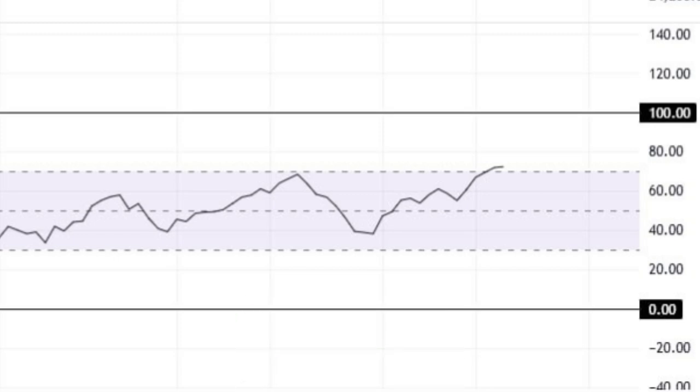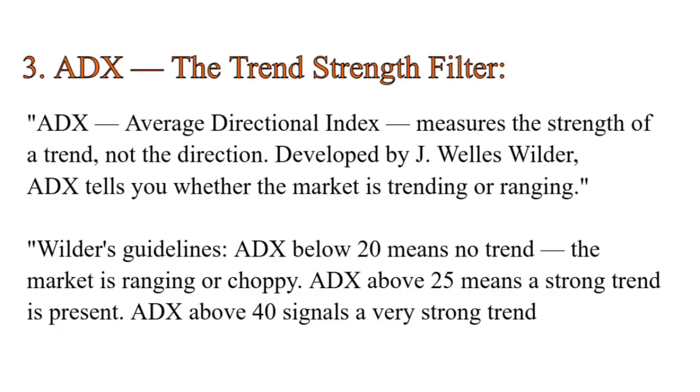The real power of RSI comes from divergence, when price makes a new high, but RSI makes a lower high, or price makes a new low, but RSI makes a higher low. That's a warning sign that momentum is weakening.